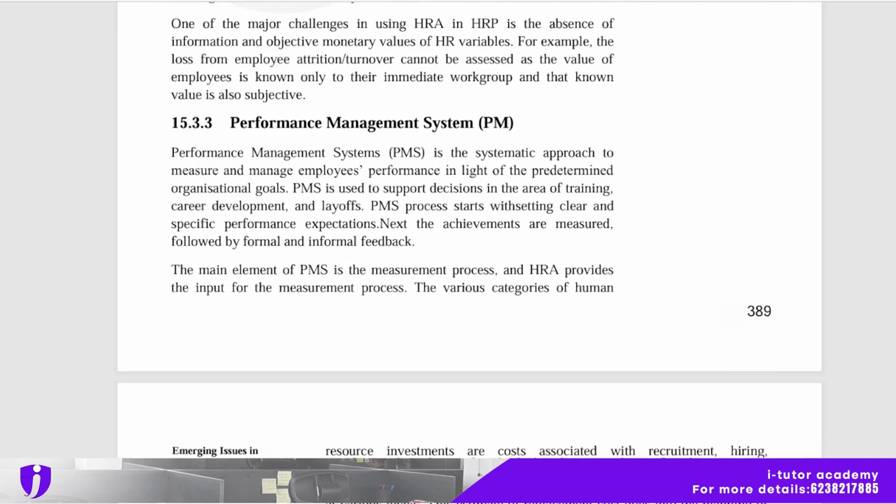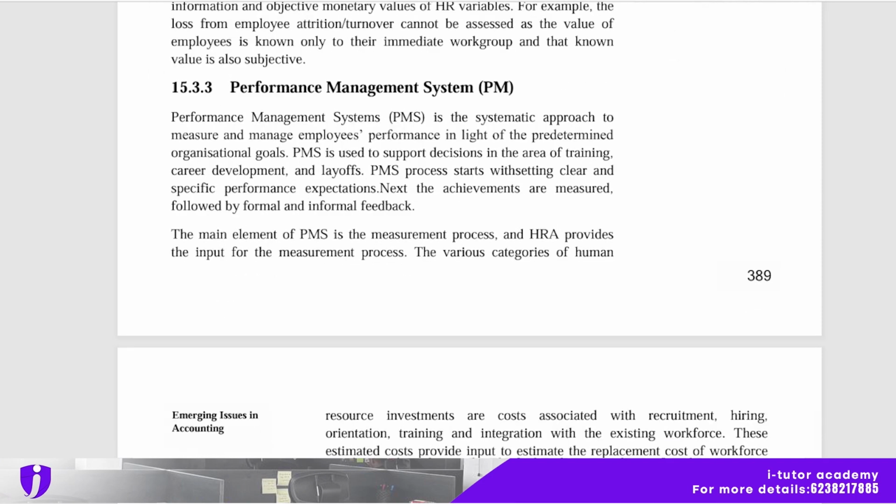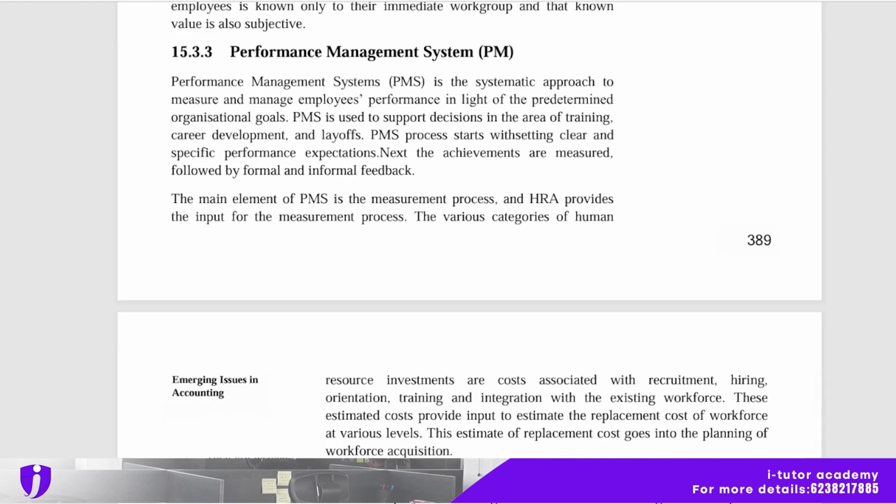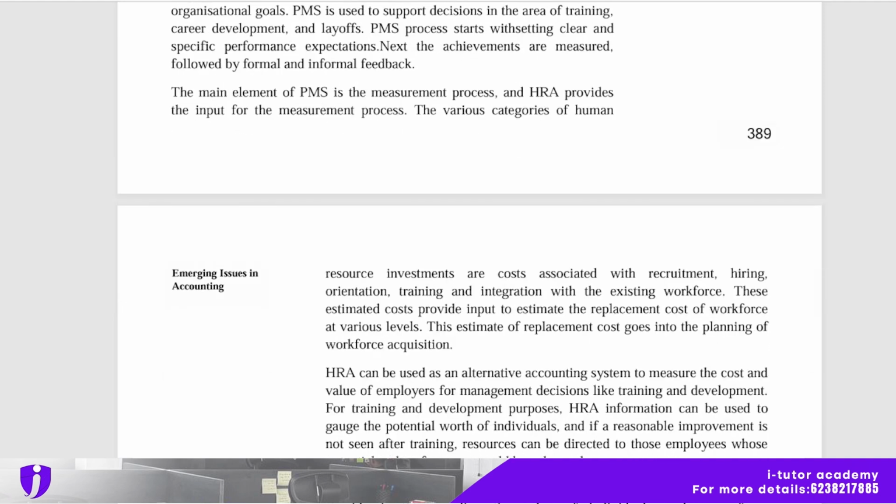And the performance management system, PMS, is the systematic approach to measure and manage employees' performance in light of predetermined organizational goals. PMS is used to support decisions in the area of training, career development, and layoffs. The PMS process starts with setting clear and specific performance expectations. Next, the achievements are measured, followed by formal and informal feedback. The main element of PMS is the measurement process, and HRA provides the input for the measurement process.